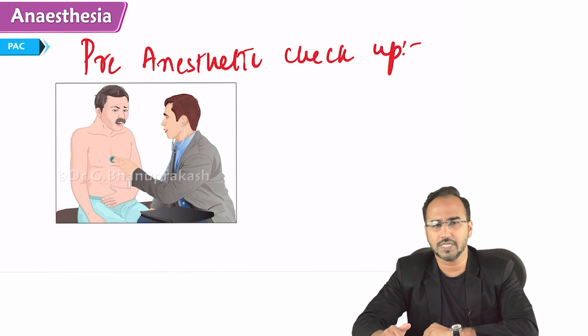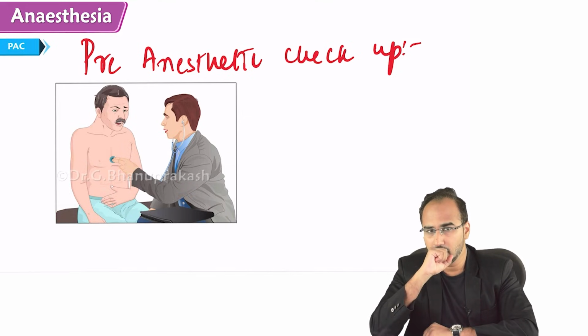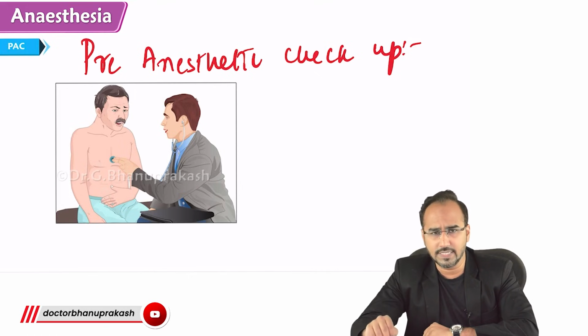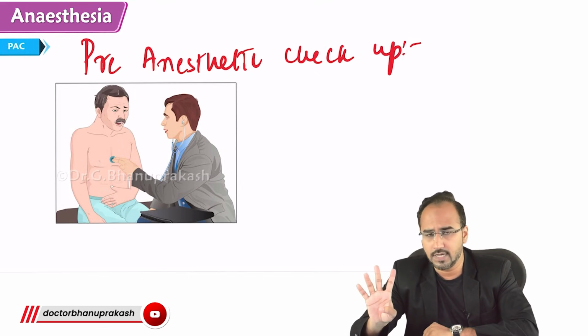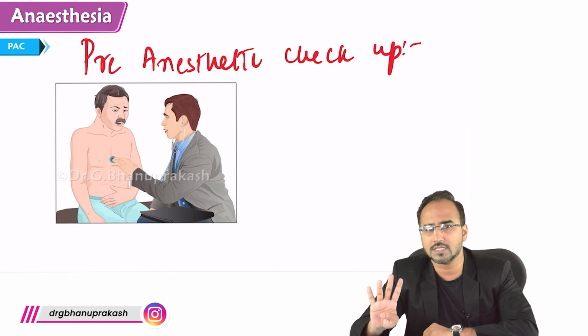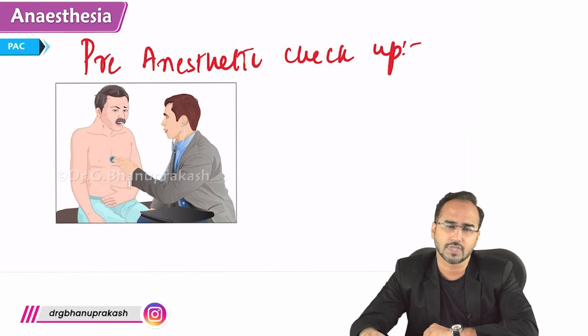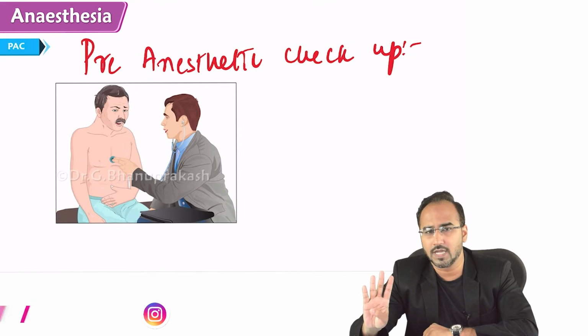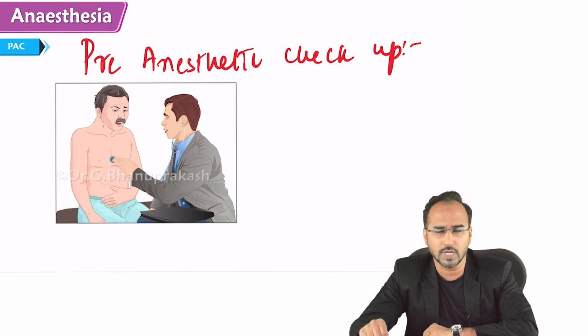What should I check in the patient? I basically check for 4 things, guys: the airway assessment, the hemoglobin. Basically, I go for many investigations, but I am emphasizing on hemoglobin, the fasting status, and last is the history. These 4 things I will do in the PAC: airway, hemoglobin, fasting, and the history of comorbidities.